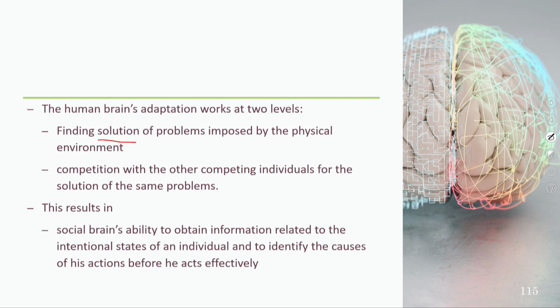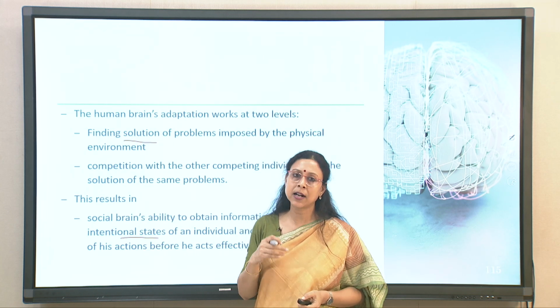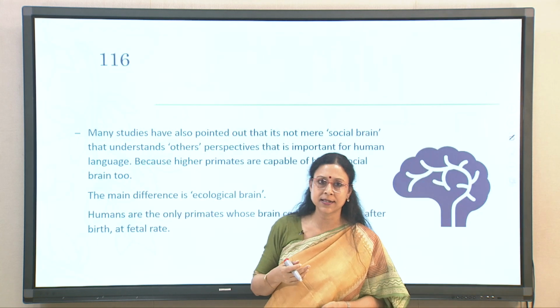This results in social brain's ability to obtain information related to the intentional states of an individual and to identify the causes of his actions before he acts effectively. So, this makes us capable of cueing, or let us say tuning in, to very subtle cues in the environment, be it humans, be it other things.